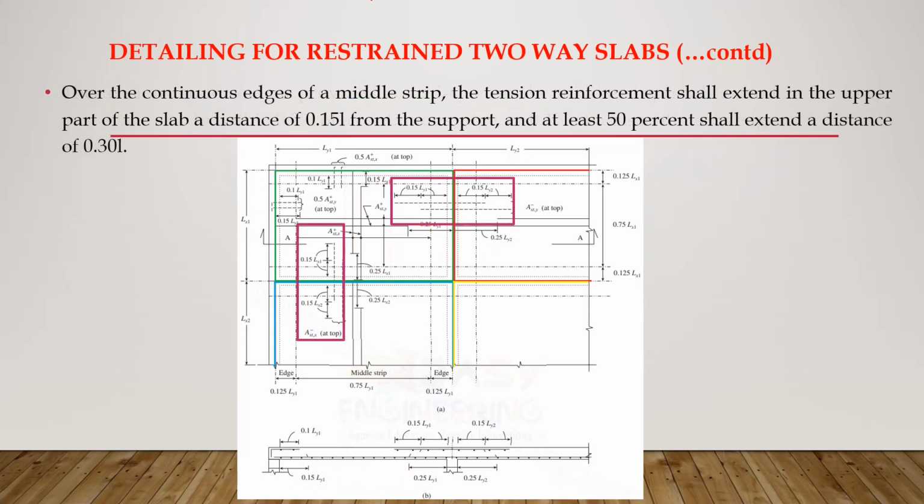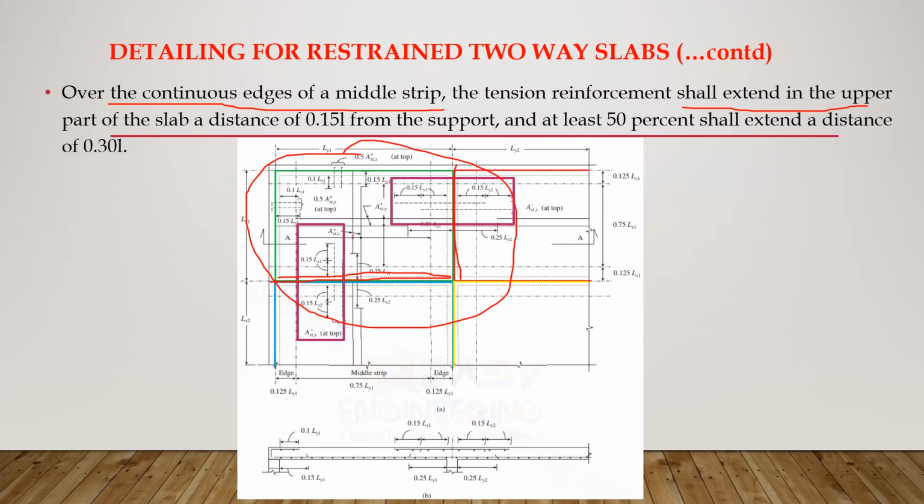So continuing with this, another clause states that over the continuous edges of a middle strip. In our previous slide, we talked about the tension reinforcement curtailment in the bottom of the slab itself. Now what is here? Over the continuous edges of a middle strip. This means this is the continuous edge and this is the continuous edge for our green boundary panel. The tension reinforcement shall extend in the upper part of the slab at a distance of 0.15 L from the support, and at least 50% shall extend a distance of 0.30 L.